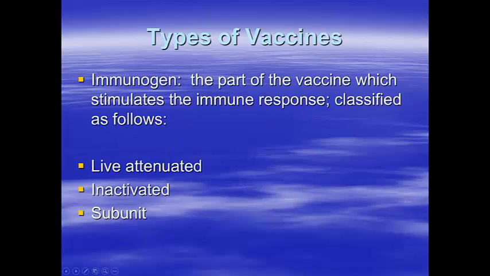So just by way of vocabulary, the immunogen is the part of the vaccine which stimulates an immune response. And that immune response might be antibody mediated, which we call humoral immunity, or cell mediated through T cells. And the immunogen, the part of the pathogen that stimulates that immune response, may be a live attenuated pathogen, an inactivated or killed pathogen, or a subunit of the pathogen, meaning the bacteria or the virus or the parasite.